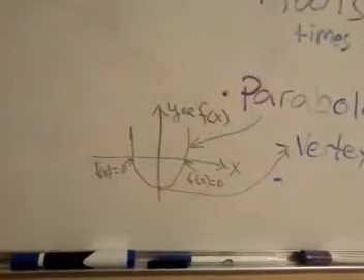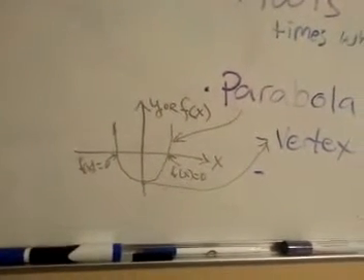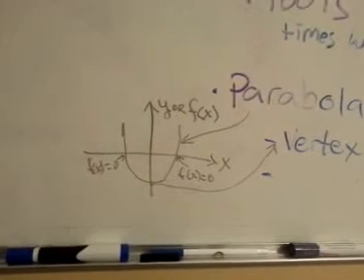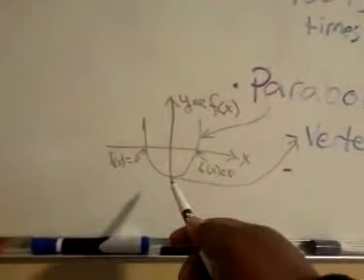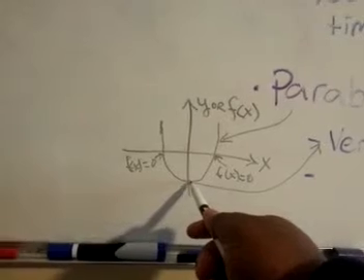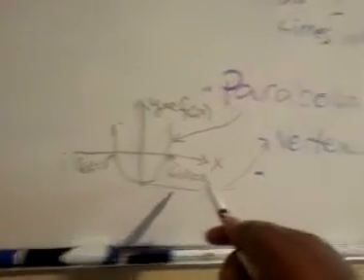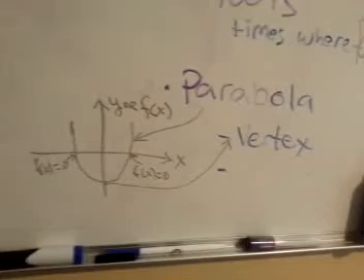And although the shape of it is called a parabola, there are certain aspects of a parabola that you should be able to point out, like the lowest point. The lowest point is called the vertex. Vertex. Okay, back to chapter 9.